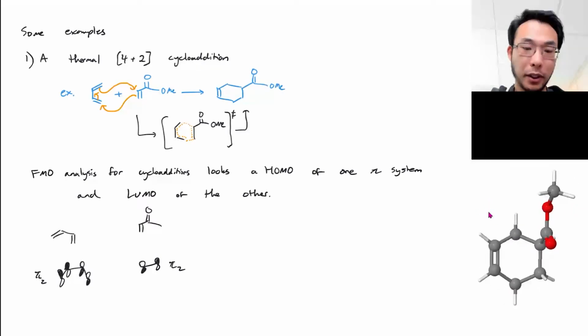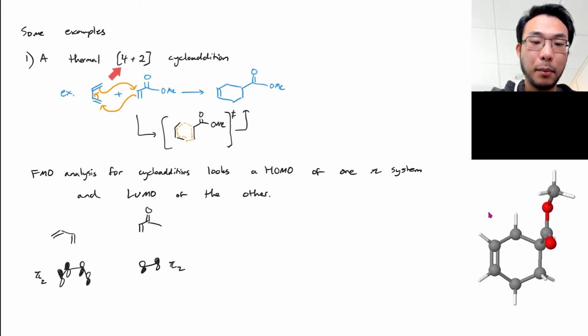And so just to make sure that this does match the expectations of our Woodward-Hoffmann rules, I wanted to show you the molecular orbital analysis for this reaction and the next few that we'll look at. The way that we'll do this for cycloadditions is to look at the HOMO of one of the pi systems and the LUMO of the other one. And so this is very analogous to the thinking of nucleophile and electrophile that we had in ionic reactions.